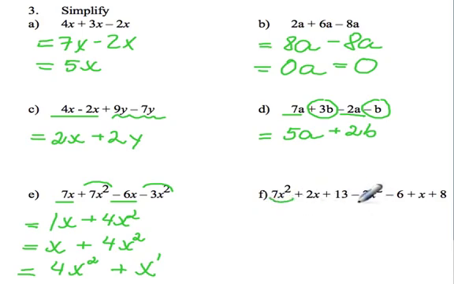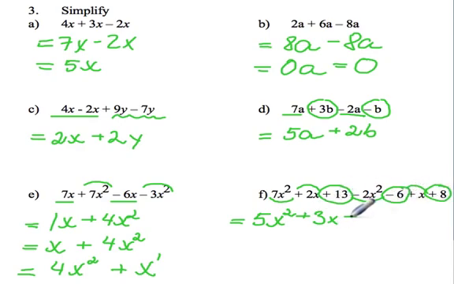Question F. 7x squared has a like term, negative 2x squared, so I'm going to collect that. 7 take away 2, so that's 5x squared. 2x has a like term here, which is x. 2x plus x is 3x. Then we have constants, so 13 minus 6 and 8. 13 take away 6 is 7, and we still have that 8 there. So I'm going to rewrite the expression and collect 7 and 8.